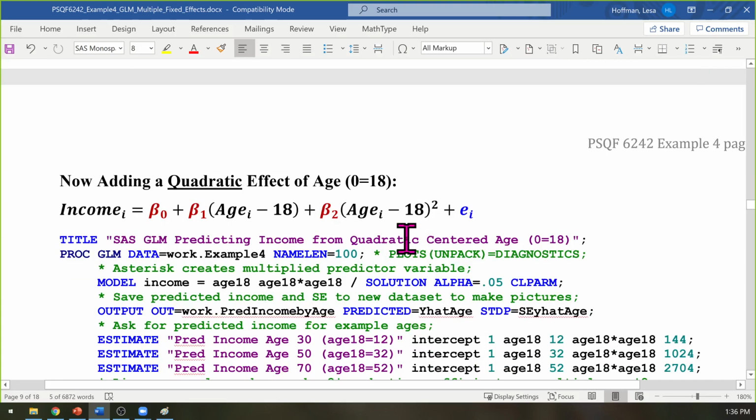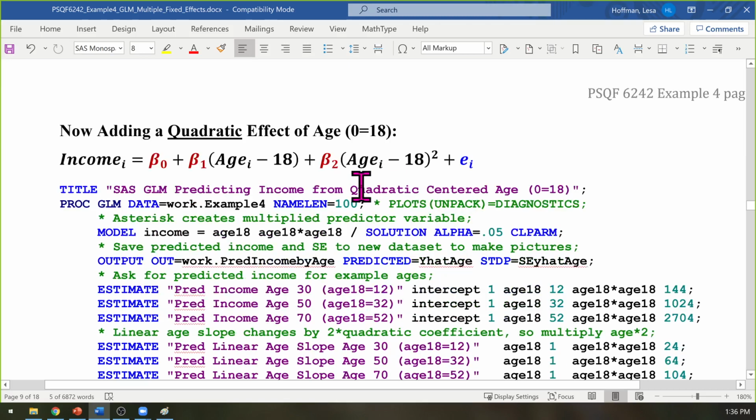So let me ask you this. How many of you have seen this type of quadratic function before or worked with this in a class? Not yet? Brand new material? Yeah, that's what I figured.